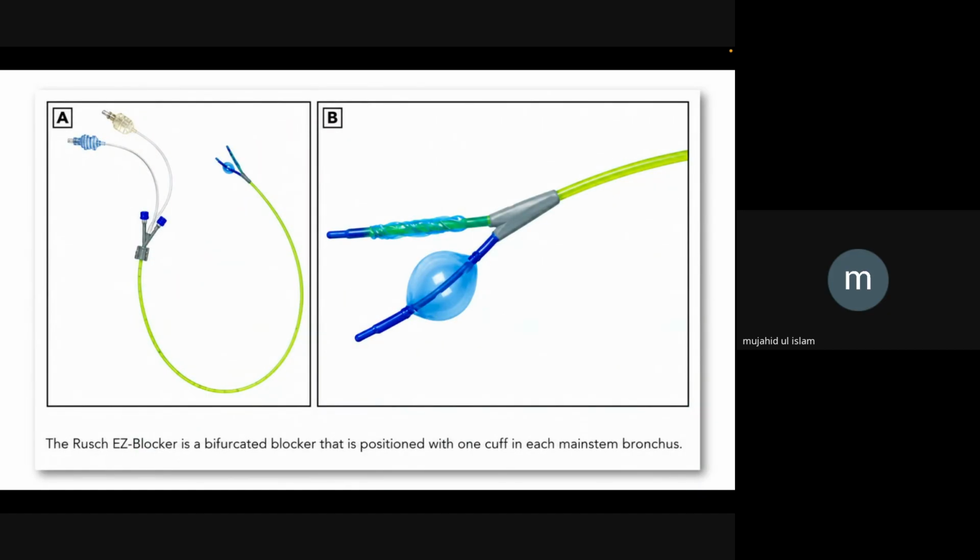The Rush EZ blocker is a bifurcated bronchial blocker designed to sit at the carina with one distal extension entering each main stem bronchus. Selective lung isolation is achieved by inflating the balloon on the operative side, while the opposite limb helps maintain stability and reduces the risk of blocker displacement.